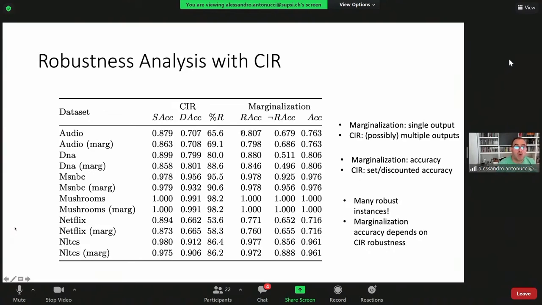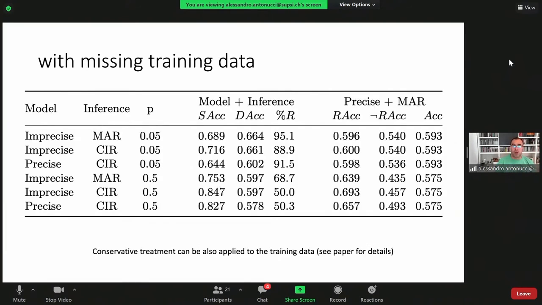But what we expect from these approaches is a good separation of the accuracy of the standard classifier when we are robust and when we are not. And by robust, I mean that when we give a single class as output, the accuracy of the traditional classifier is higher than the accuracy of the same classifier on the instances for which we don't have robustness. This is the pattern we expect, and this is what we observe.